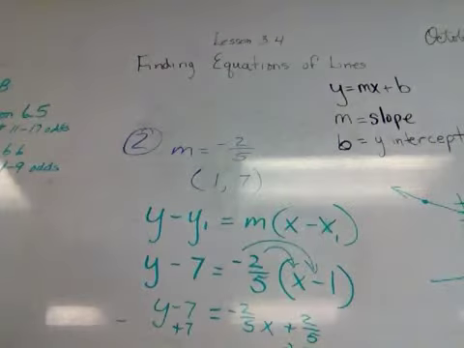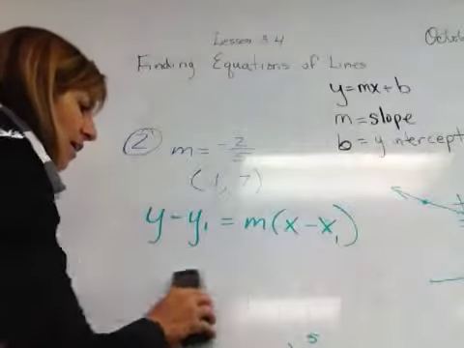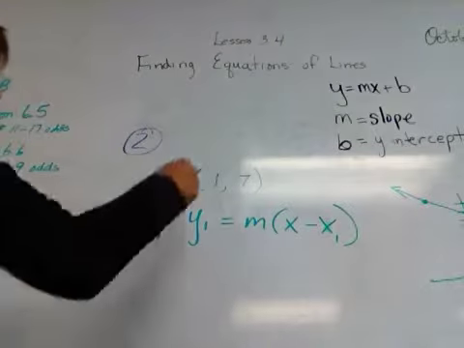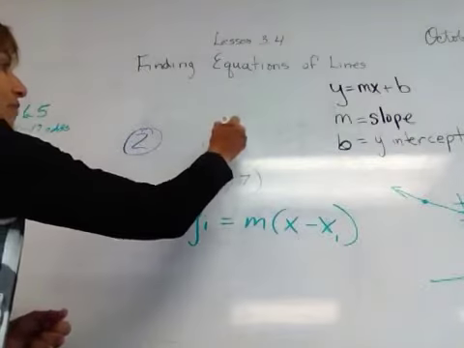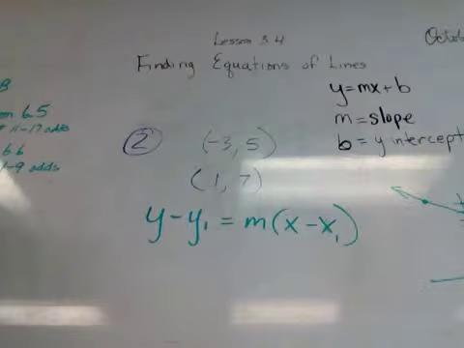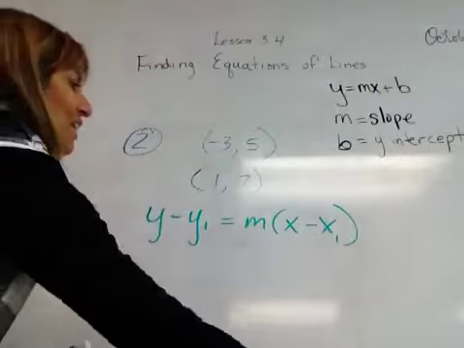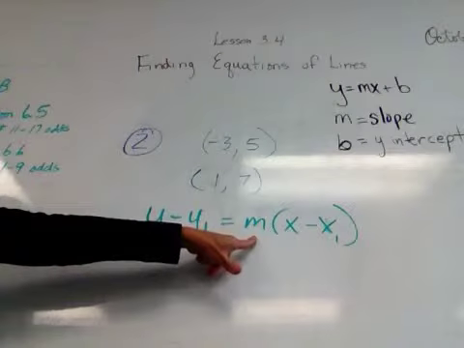Okay, the last thing that happens is very similar. We're still going to use the same formula they gave us, but sometimes they just say, find the equation of the line that passes through 1, 7 and negative 3, 5. So they didn't even give us the slope, right? So Maddie, what do you think we have to do first? Find the slope. That's what we're going to have to do first. They didn't even give us the slope, so now we have to use our slope formula to find the slope.